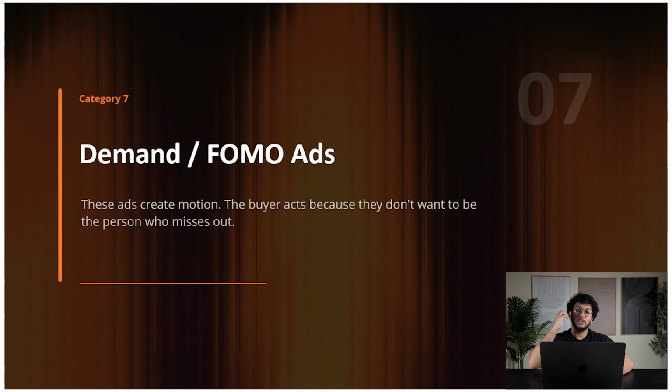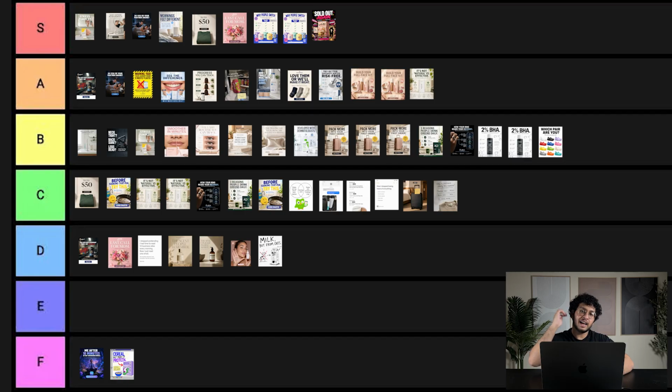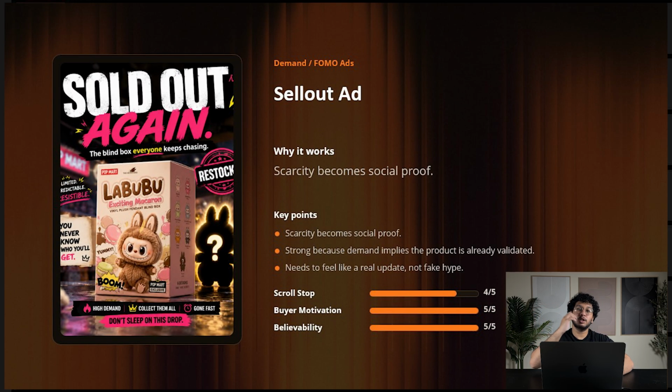Demand ads work because people don't want to miss what other people already want. First is the sellout ad. Sellout ads are S tier. Scarcity becomes social proof.